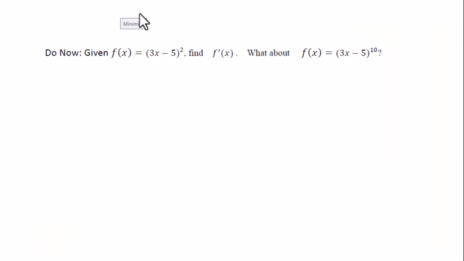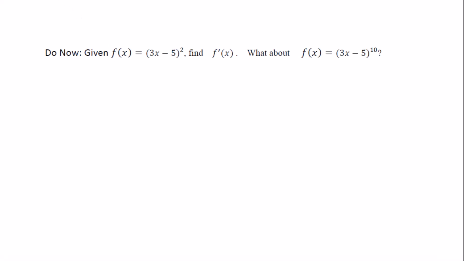Today's lesson is about the chain rule of derivatives. Let's go to a warm-up first. Given f of x equals (3x minus 5) squared, find the derivative of f of x. What about f of x equals (3x minus 5) to the 10th power?